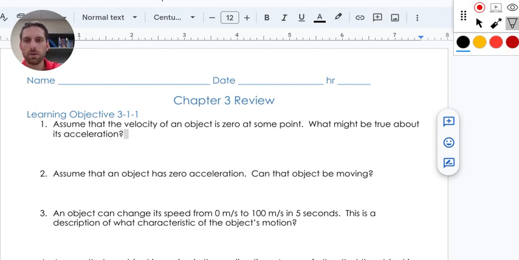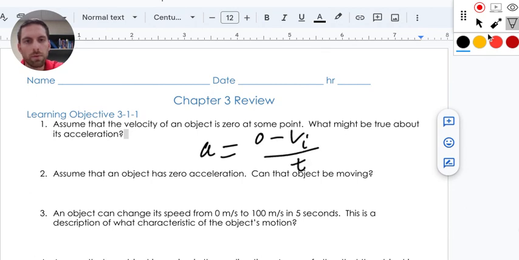So to start, we have this acceleration that could be not zero, even though the velocity is zero. So A could be 0 minus Vi over t, or A could be Vf minus 0 over t. Whatever the case, it's not zero.